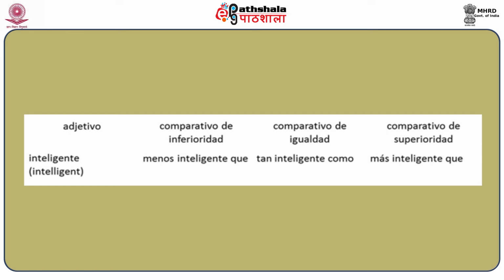So for comparing something with another, where you want to say less, we use menos. Where we want to say as and as, like as intelligent as, we use tan y como. And where we want to say more, we use más. That we have seen, más inteligente que.